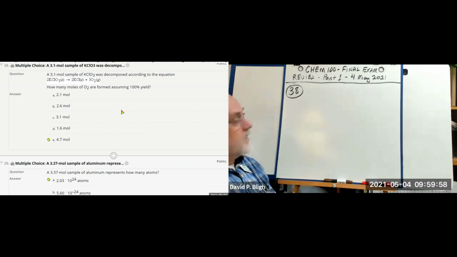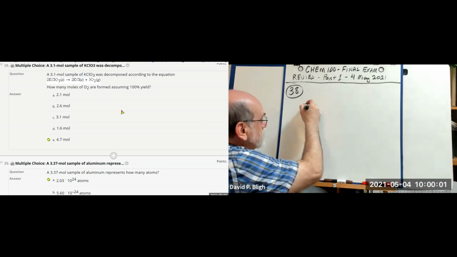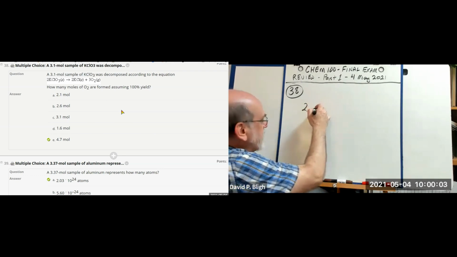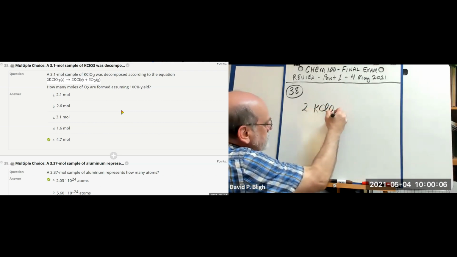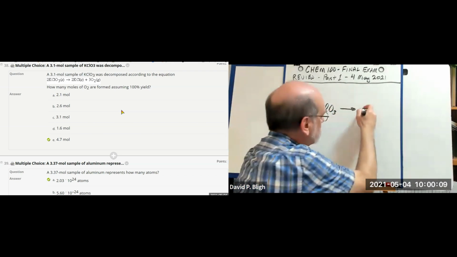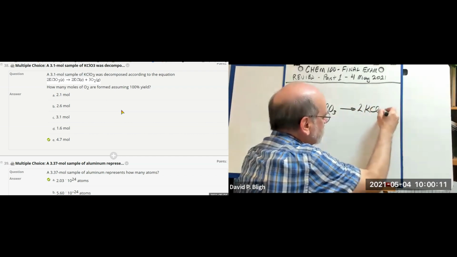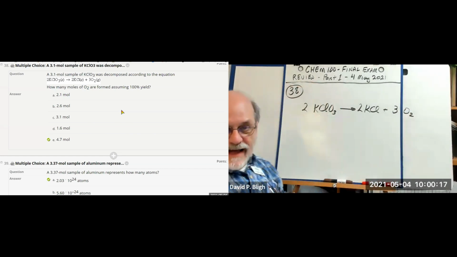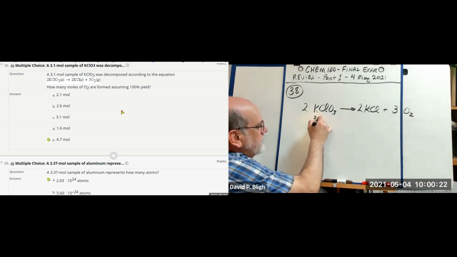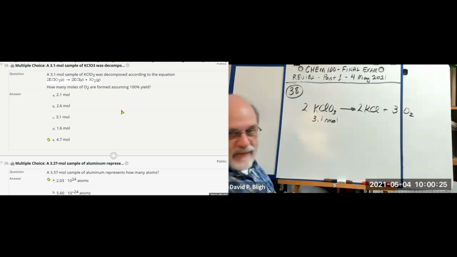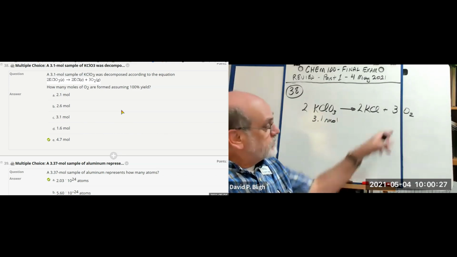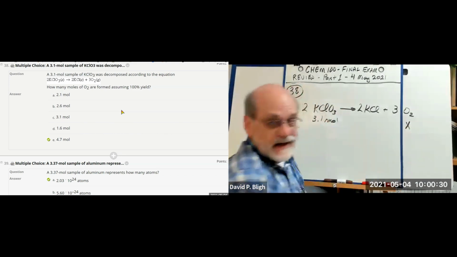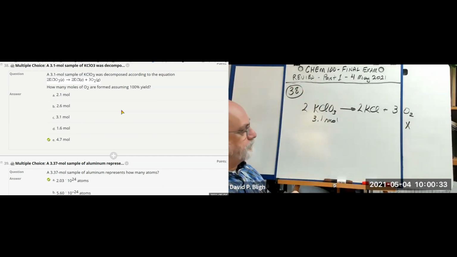Okay. So we're working from this balanced equation: 2 potassium chlorate yields 2 potassium chloride plus 3 oxygen. And we're given what? 3.1 mole sample of this. And the question is, how many moles of O2? Right? So that's the unknown. What can we do with that? Right? It's already in moles.